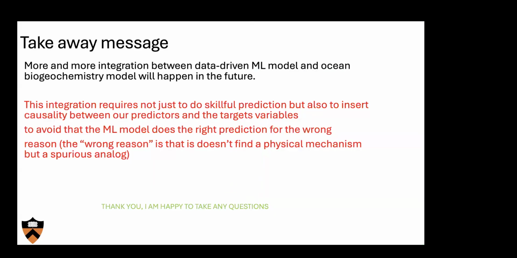I want to close with this takeaway message. I think in the future, more and more integration will happen between data-driven and machine learning models and ocean biogeochemistry. However, with this integration, doing just skillful prediction is not enough, because we do not want a machine learning model to make the right prediction for the wrong reason. By the wrong reason, I mean that it doesn't make an accurate prediction because it finds a physical mechanism, but because it finds a spurious analog. Therefore, investigating these causality tools is a crucial step. And thank you. I'm happy to take any questions.